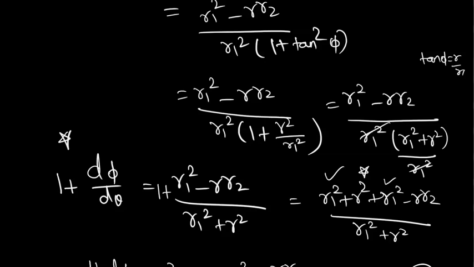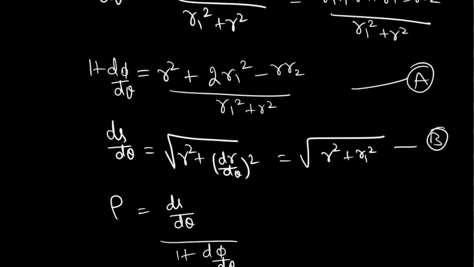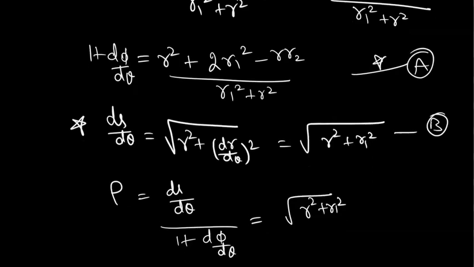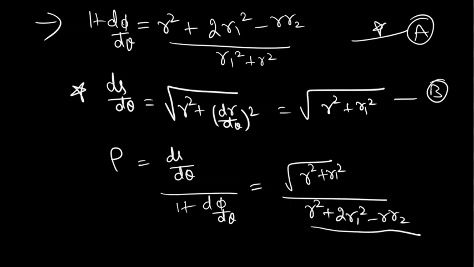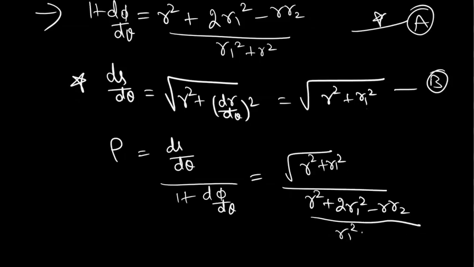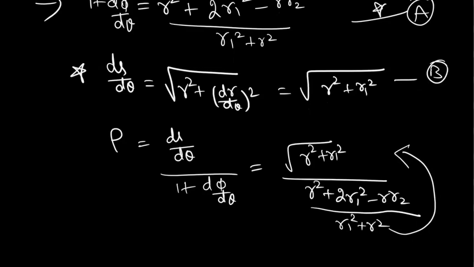Now, we will substitute this and ds by d theta in this main equation. So ds by d theta is root of r square plus r1 square, and 1 plus d phi by d theta, we got it already. This, if I substitute, divided by, the denominator will go to the numerator. This term, I am going to substitute, divided by r square plus 2r1 square minus r r2 divided by r square plus r1 square. I can write it in any format. This will go to the numerator. Both the terms are same. One is power 1 by 2. The other one is power 1.